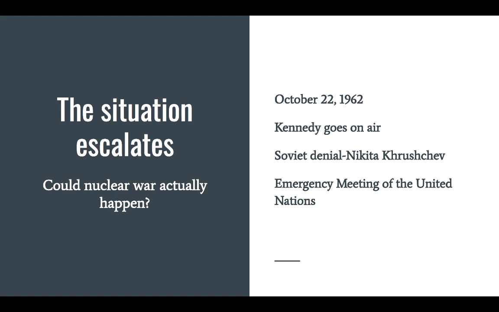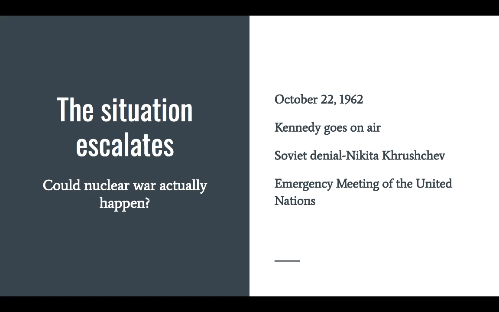This is no good. And so on October 22nd, 1962, Kennedy goes on air and just says everything that we found. And we decide that we are going to put a quarantine on Cuba, which means we're going to basically put up a naval blockade to prevent any new things from going into Cuba, and that the Soviets need to pull this out. Nikita Khrushchev, who is the leader of the Soviets, immediately denies all of this and says most of the aid is humanitarian in nature and not military. As a result of this craziness, there's an emergency meeting of the United Nations.